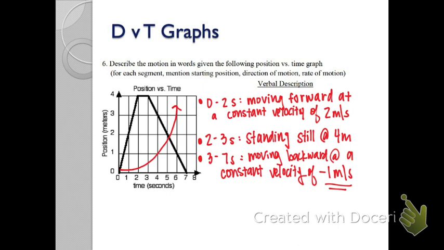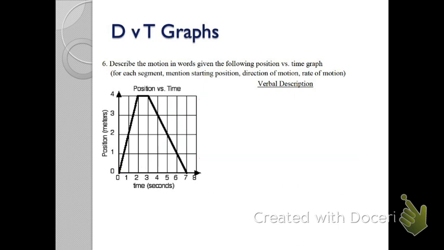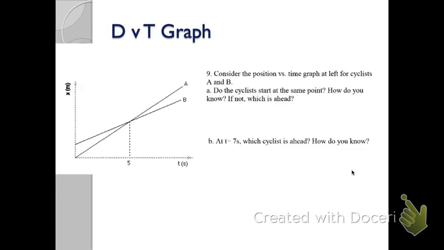Okay? All right, last one I want to look at today is a comparison of 2 objects in motion. Consider the position versus time graph at your left for cyclists A and B. Do the cyclists start at the same point? If not, which is ahead? And at t equals 7 seconds, which cyclist is ahead? And how do you know? So I'm going to give you about 2 minutes to answer those questions on your own, and then we'll come back together and figure out if we agree or disagree. So everybody is doing this work on your own for about 2 minutes, and then we're going to come together. So I want everyone to have answers for those questions.